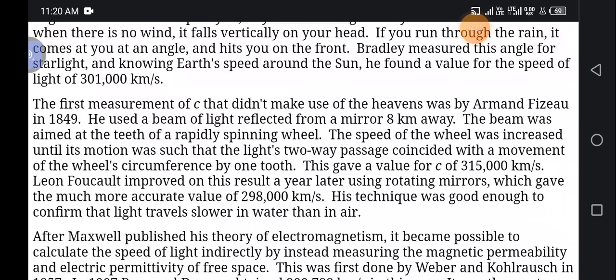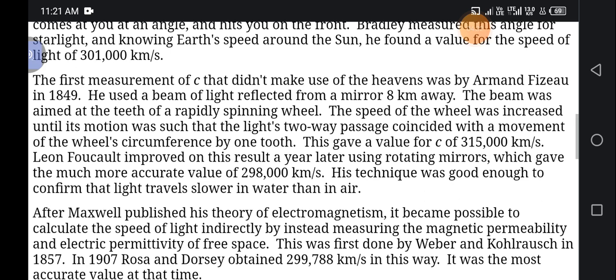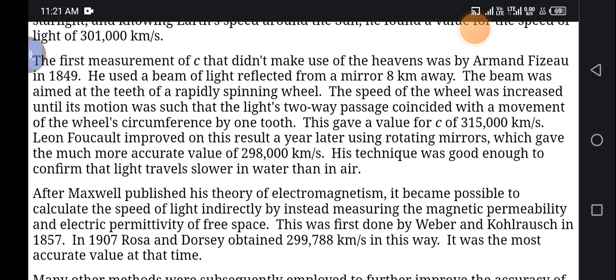The first measurement of c that did not make use of astronomical observations was by Armand Fizeau. In 1849, he used a beam of light reflected from a mirror 8 km away. The beam was aimed at the teeth of a rapidly spinning wheel. The speed of the wheel was increased until its motion was such that the light's passage coincided with the movement of the wheel's circumference by half a tooth. This gave a value of c of 315,000 km per second.